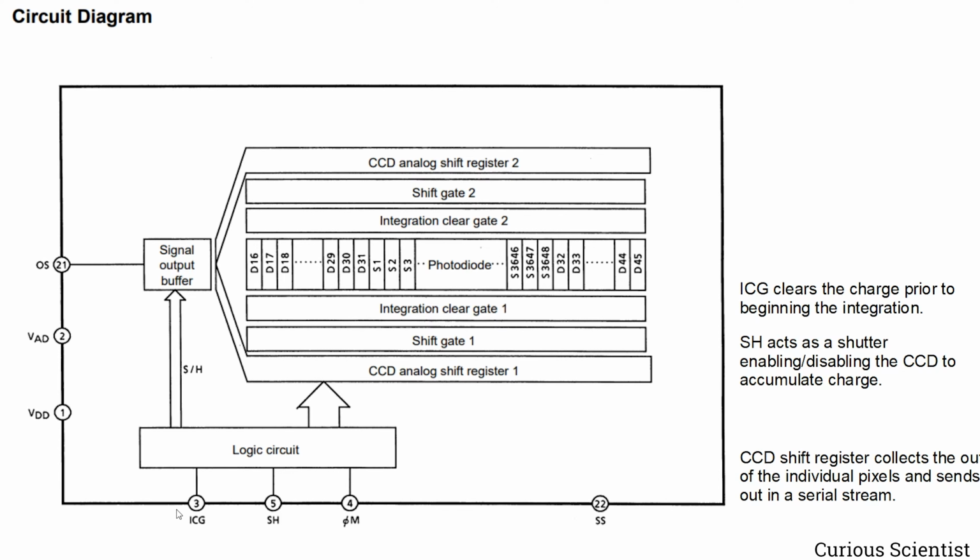And here we see the three signals that we need to feed to this circuit. So we have to take care of the integration clear gate, we have to take care of the shift gate, and then we have this phi m, which is the frequency fed to the CCD analog shift register, which will just sweep out the pixels.